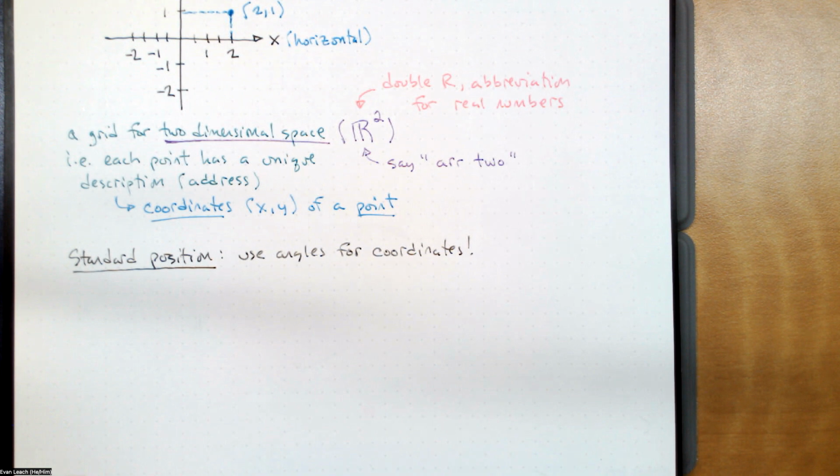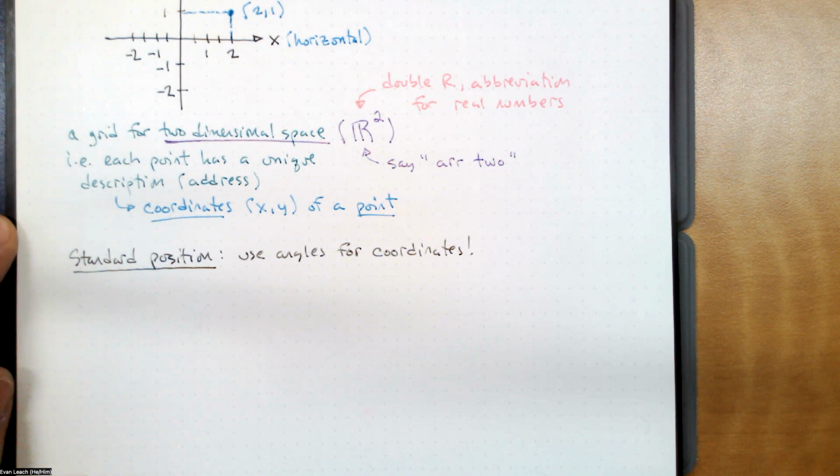Here is how standard position works. When we have an angle, there is an initial side and a terminal side. An angle has an initial side and a terminal side. Come back to it.